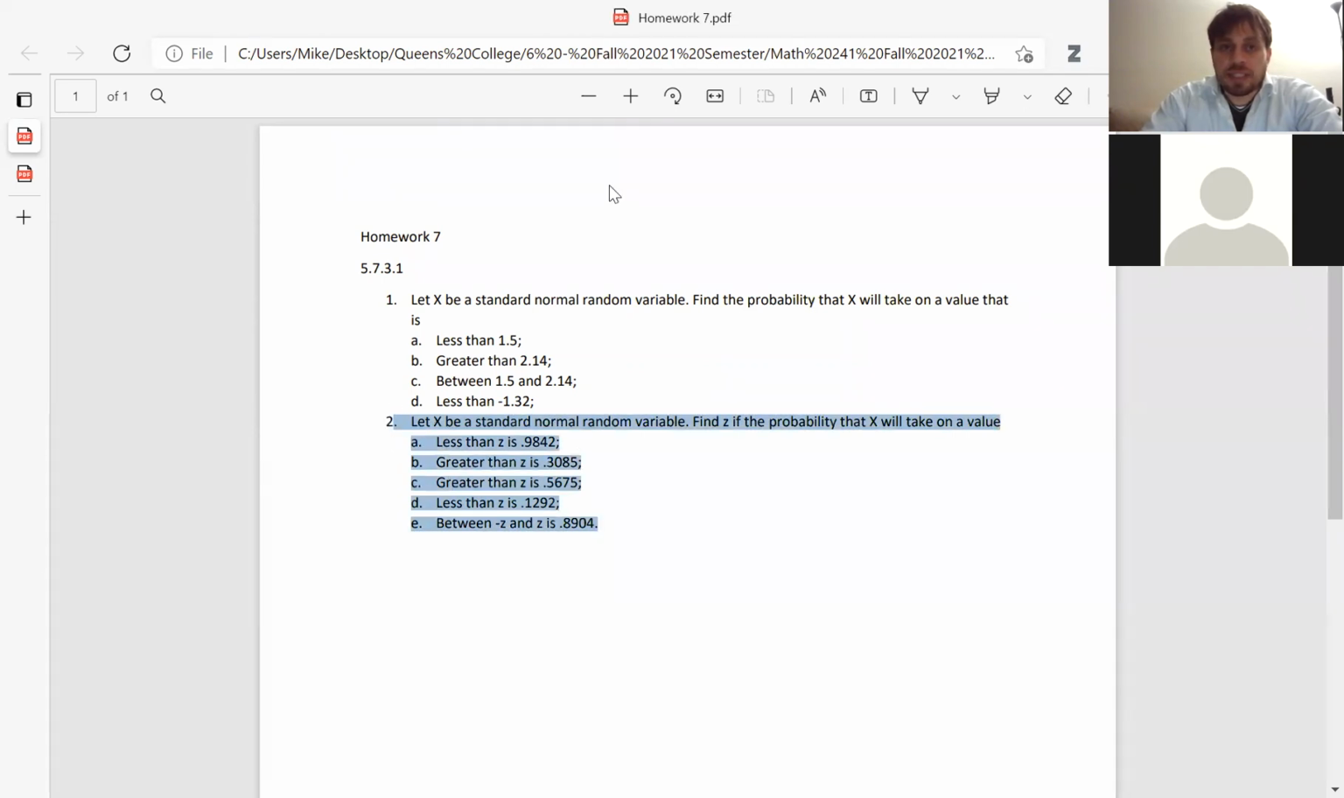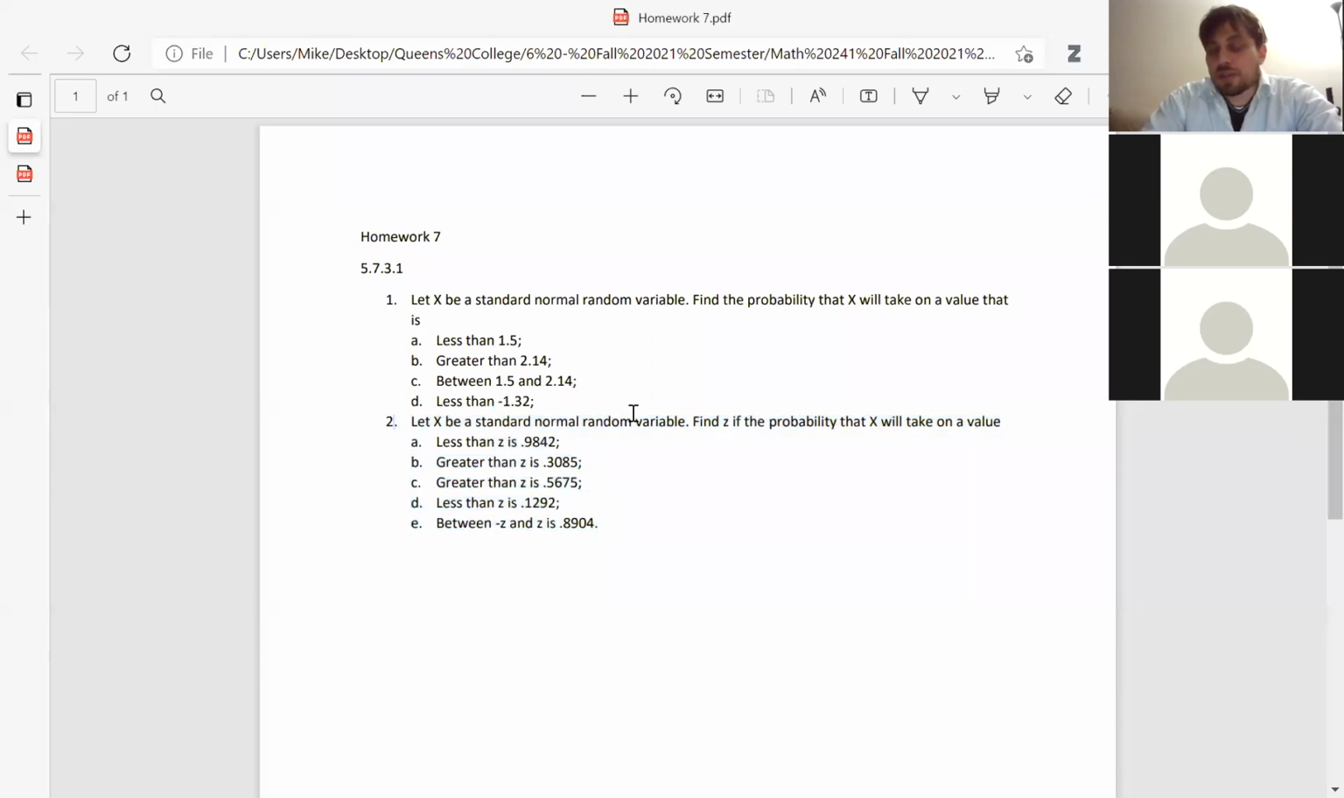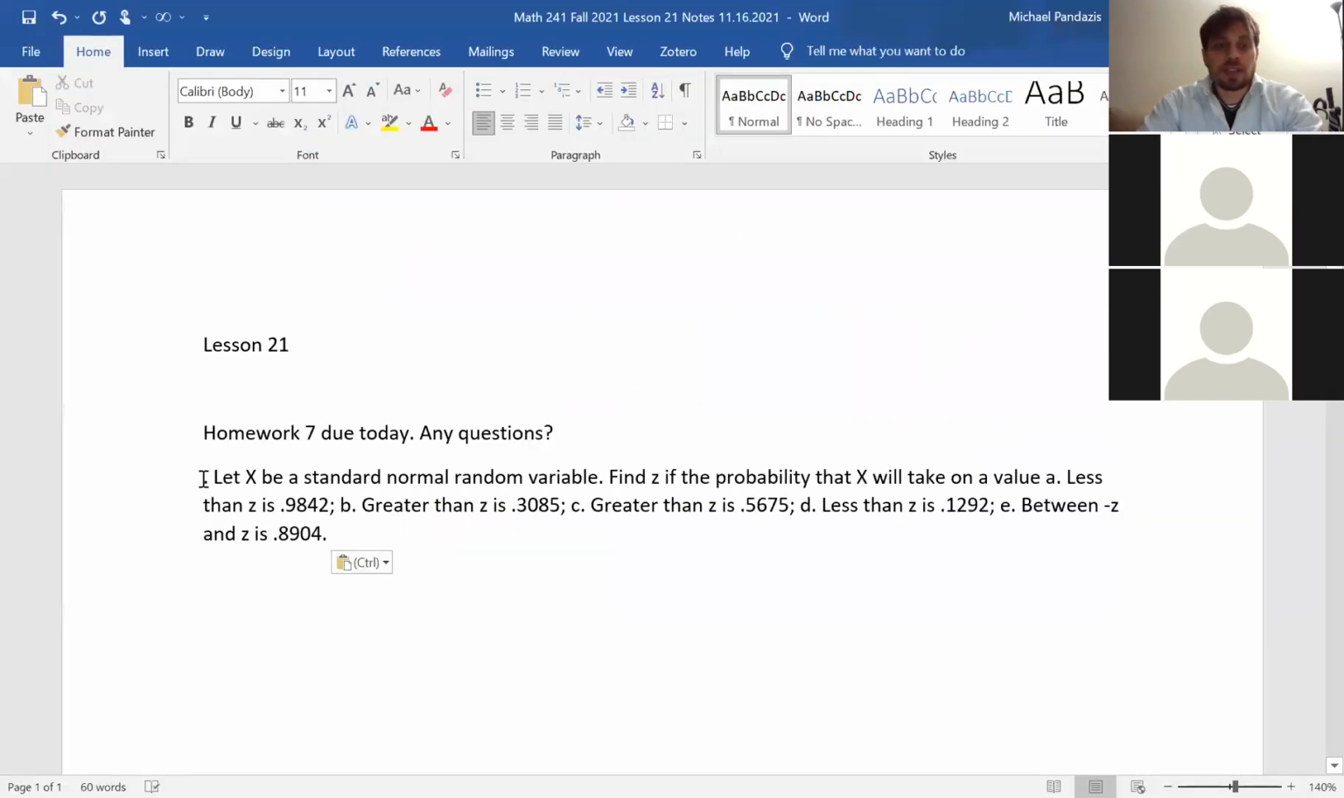So for 2e, this is the problem. Let X be a standard normal random variable. Find little z if the probability that X will take on a value between negative little z and little z is 0.8904. Okay, so let's go to Word. This is number 2 from that assignment.